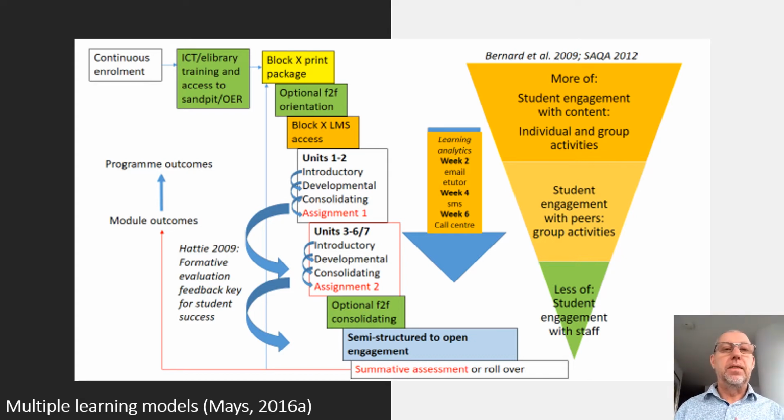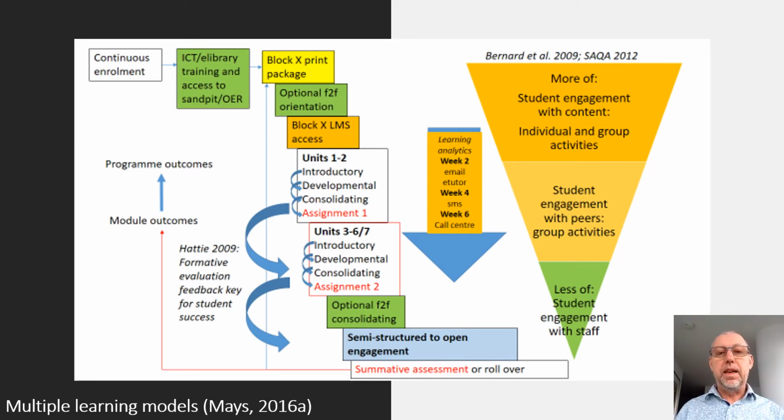If you look on the left-hand side, you can see we start with continuous enrollment. After enrolling, students have opportunity to get ICT and e-library training. Then they receive some printed materials and have an option to attend a face-to-face orientation session. After the orientation session, the online course for that particular block opens in the LMS, and students are encouraged and supported to work through Units 1 and 2, which have introductory, developmental and consolidating activities that feed into the development of Assignment 1.